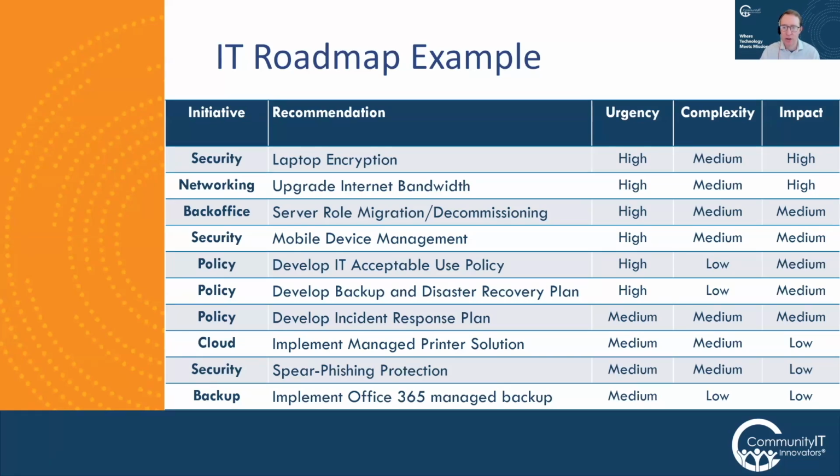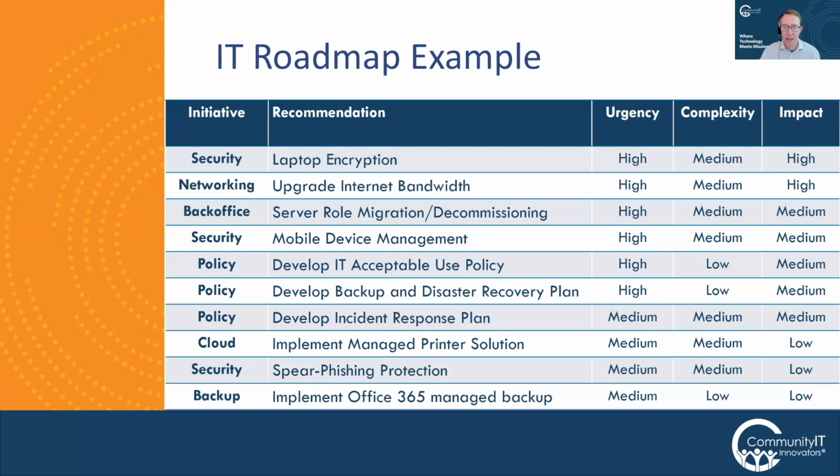And then each one of those you can classify based on the urgency, how important is it that we get this done? Obviously, you have to have cyber liability insurance, so that could have high urgency. How complex is it to do this project? In this case, it could be medium. And then what's the impact on staff? And that's really critical. That third column is really important to keep in mind.